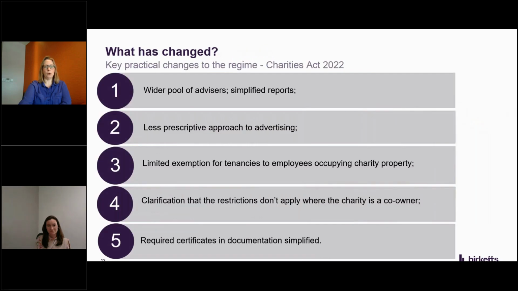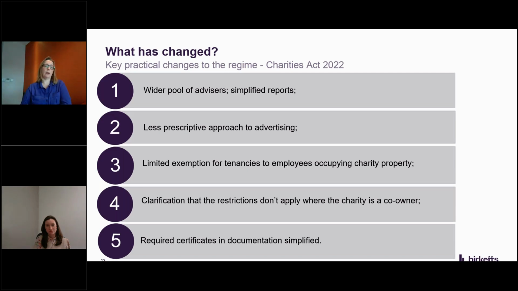Moving on from mortgages to our key points about what has changed. So the main things to highlight, firstly, for the advice requirement, we now have a wider pool of advisors who can give those Charities Act reports. So whereas previously you had to have a report from a qualified surveyor, as Hannah's explained, we've now got 3 different types of advisors, still surveyors.